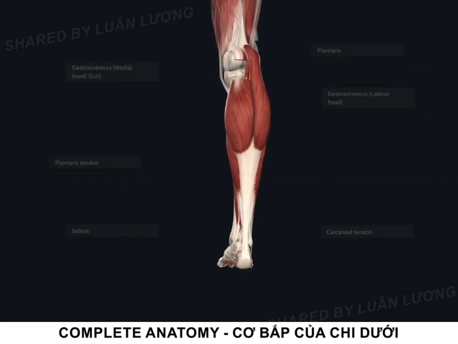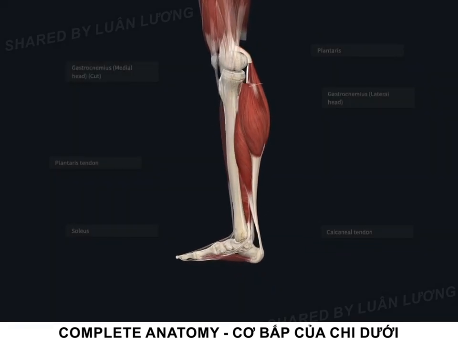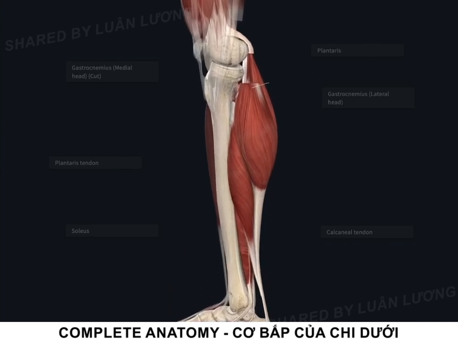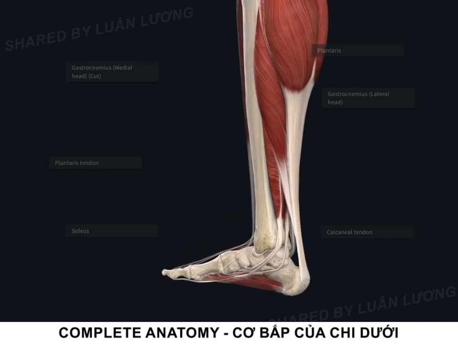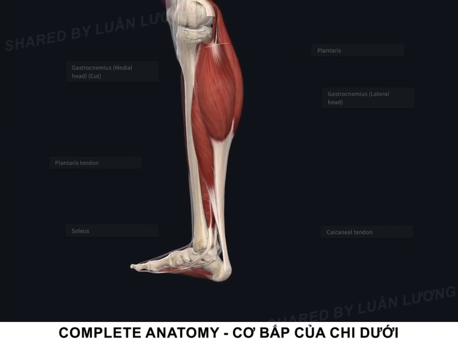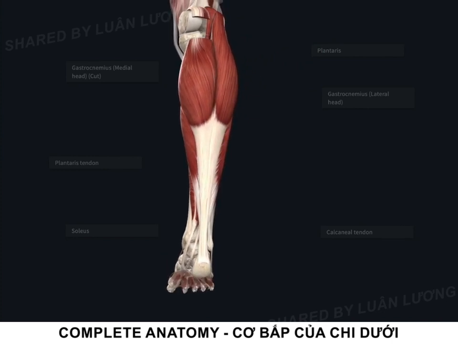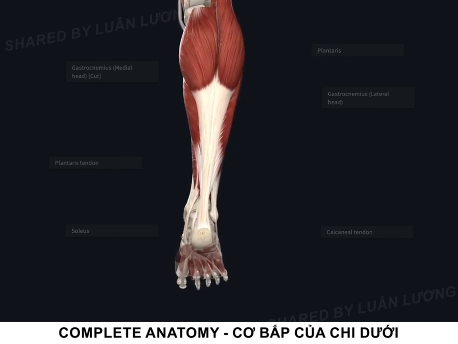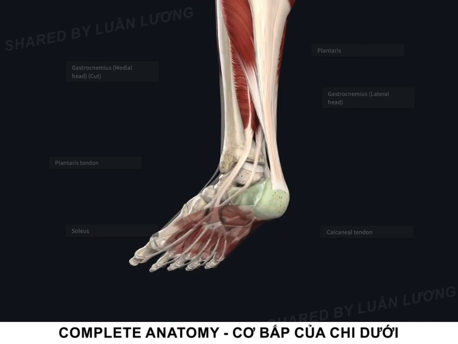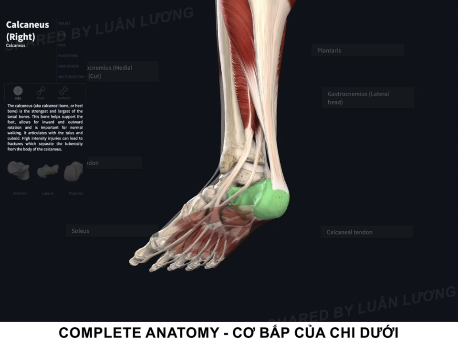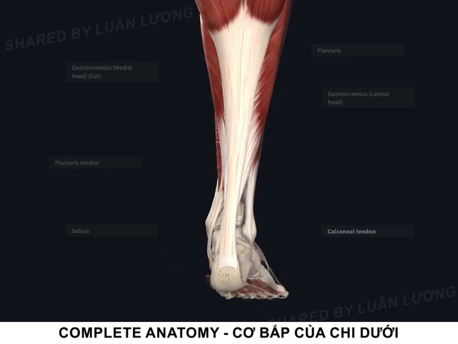The posterior compartment of the leg can be subdivided into two different groups, a superficial group and a deep group. We'll begin by taking a closer look first at the superficial group of muscles and the structures in this area. To begin, let's look posteriorly at our heel, where we can identify the calcaneus, the prominent bone in the back of our foot. Attaching to the calcaneus, we can see the calcaneal tendon, a large, strong attachment for the superficial compartment muscles.